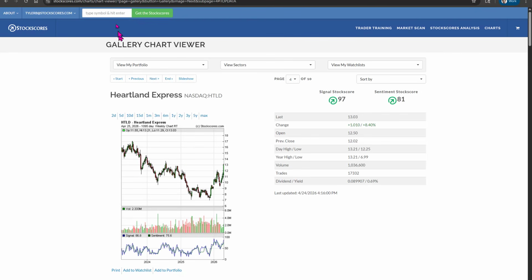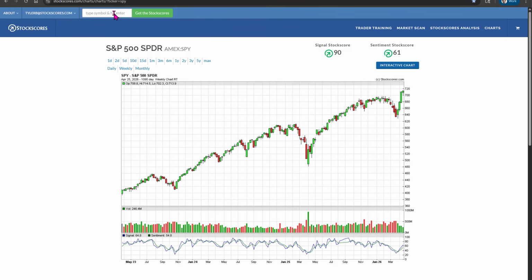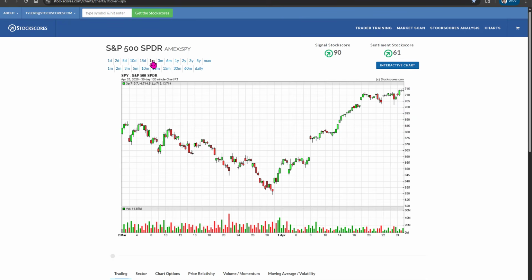So we'll go back to the Stockscores website, and I'm going to bring up SPY, which is the chart of the S&P 500. And you can see here, still in the upward trend. We had that 4-week sell-off. We reversed basically 4 weeks ago, and we have moved nicely to the upside since then. So it is in a bullish trend in the long term and a bullish trend in the short term. Looks pretty solid still.